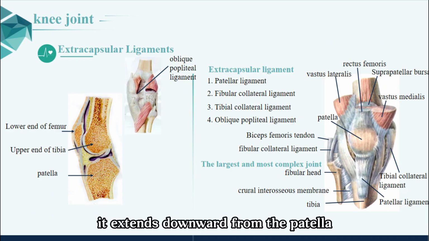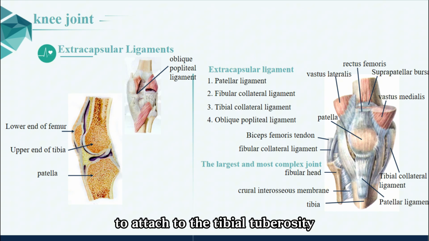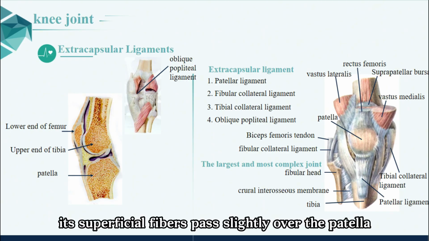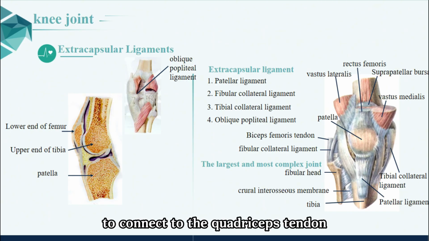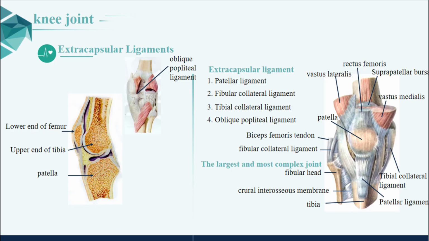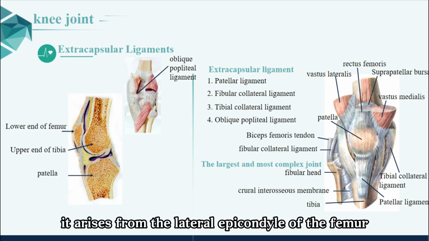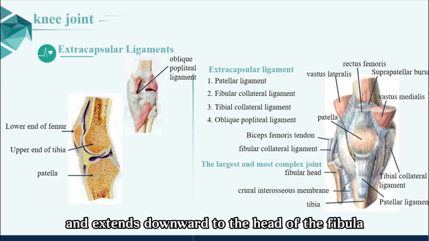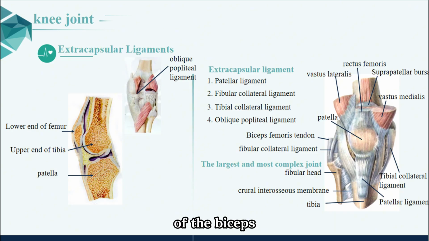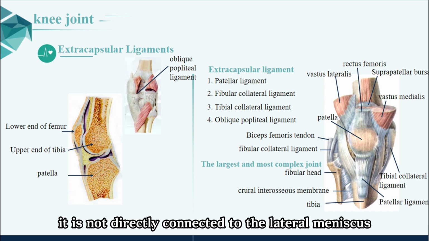It extends downward from the patella to attach to the tibial tuberosity. The patellar ligament is flat and strong. Its superficial fibers pass slightly over the patella to connect to the quadriceps tendon. 2. The fibular collateral ligament is a cord-like, tough fibrous band. It arises from the lateral epicondyle of the femur and extends downward to the head of the fibula. Most of its surface is covered by the tendon of the biceps femoris muscle. It is not directly connected to the lateral meniscus.